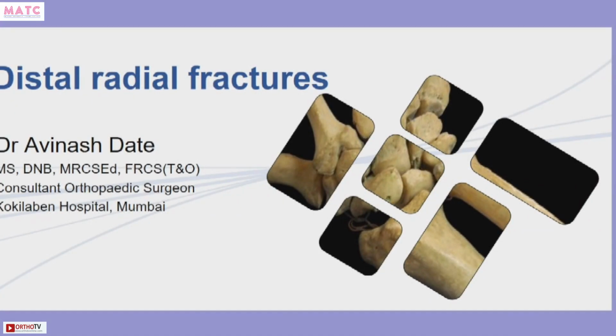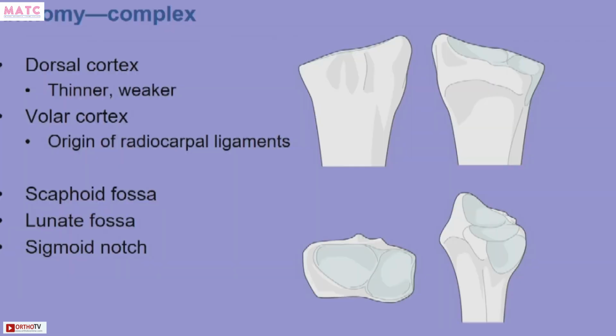Radius fractures, I'm going to talk on. The most common fracture which is seen in our practice. There are freshers as well as seniors over here, so I'll just recapitulate the basics of radius. First, basically there are three parts: scaphoid fossa, lunate fossa and the sigmoid notch.